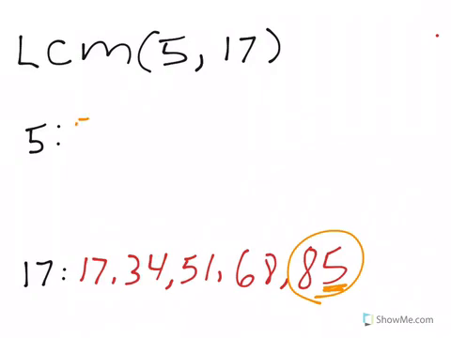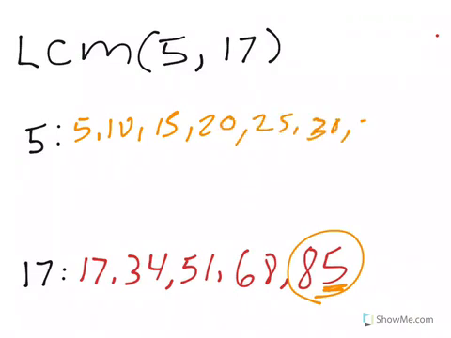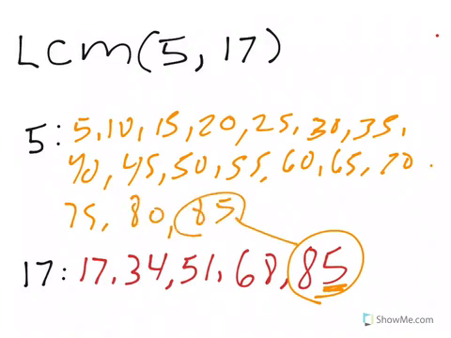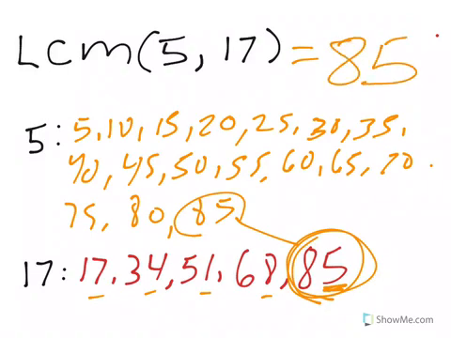So instead, I could have come up here and said, okay, 5, 10, 15, 20, 25, 30, 35, 40, oh my gosh, my hand's getting tired, 45, 50, 55, 60, 65, 70, 75, 80, 85. Oh, look, hey, they both have that in common. I know that any multiple of 5 is going to end in 5 or 0, so this one does not, this one does not, this one does not, this one does not, this one does, so my least common multiple of 5 and 17 is 85.